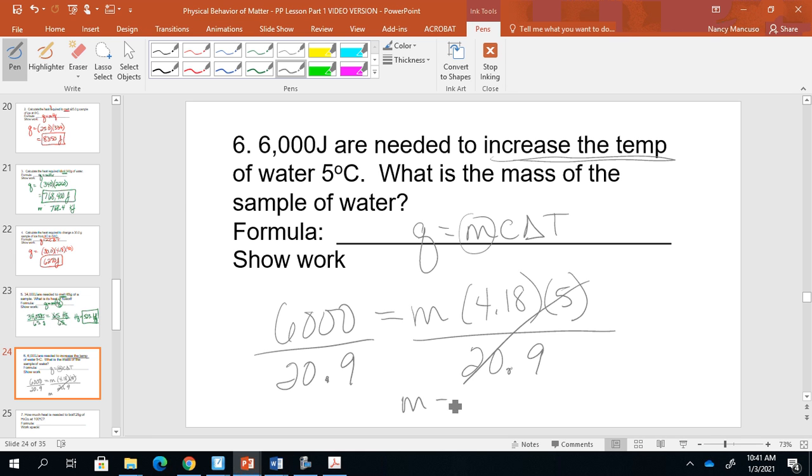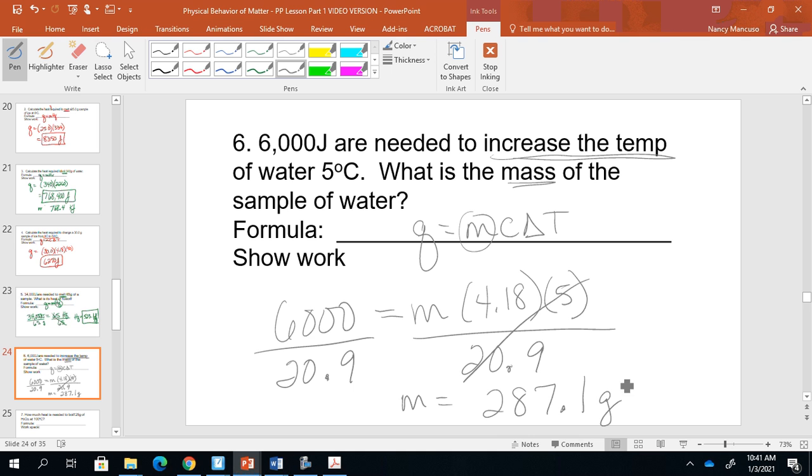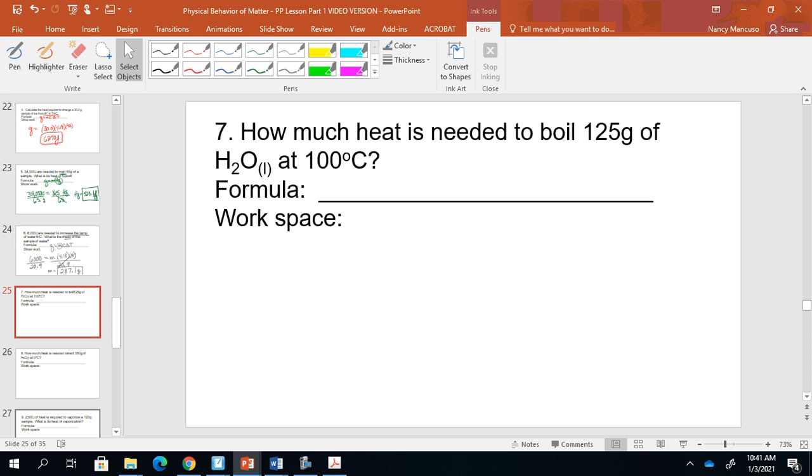That cancels these off of this side. So m is now going to equal 6,000 divided by 20.9. I get 287.1. And then it's mass, so what's my unit? Grams. Boom, boom, boom. There's my answer. All right, we are moving right along here, people.